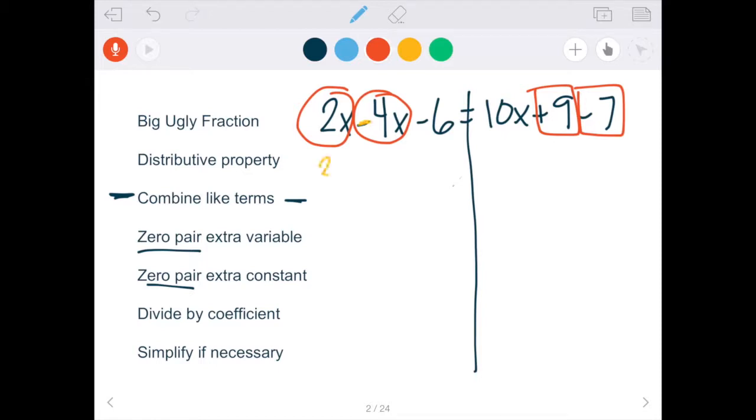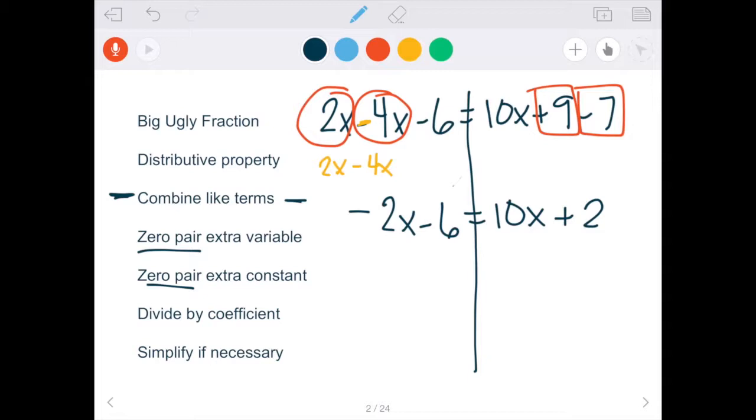This is 2x minus 4x. So you know what to type into Desmos in order to get your answer. On the other side, you would have this, okay? So be careful when you're combining like terms. If you make a sign error here, it will make the whole rest of your problem wrong, even if you're doing all the steps correctly.